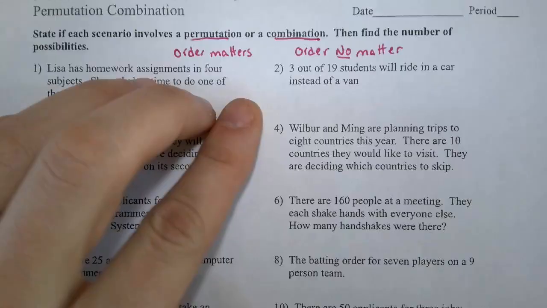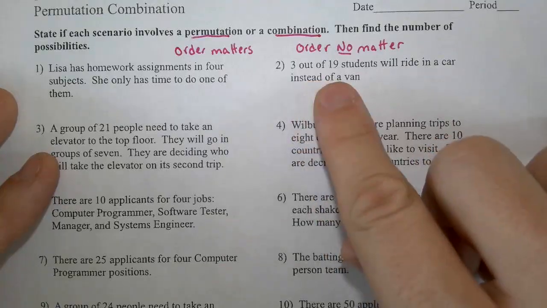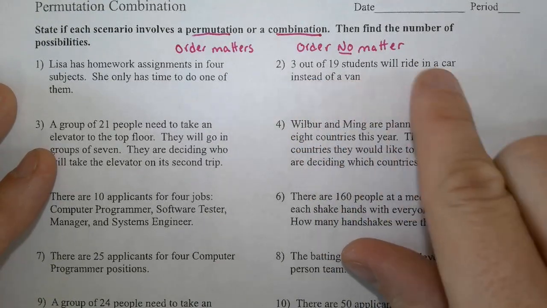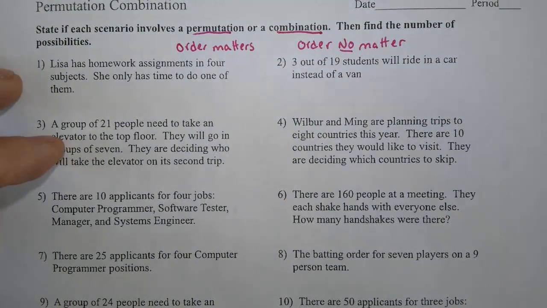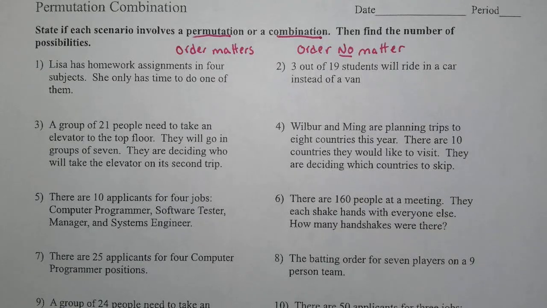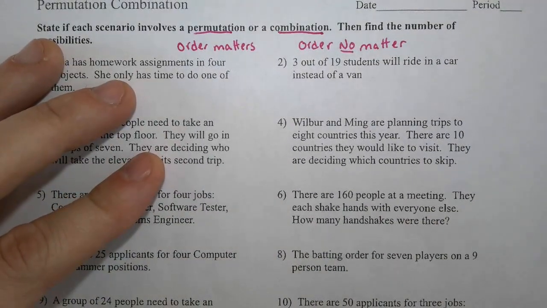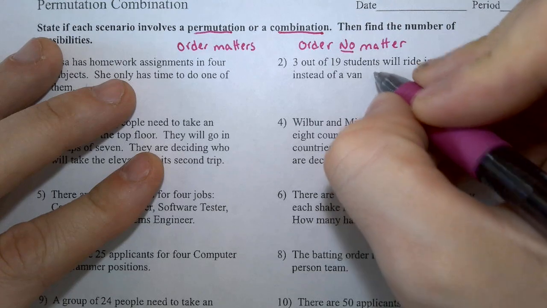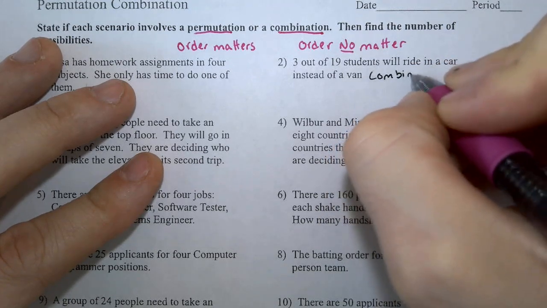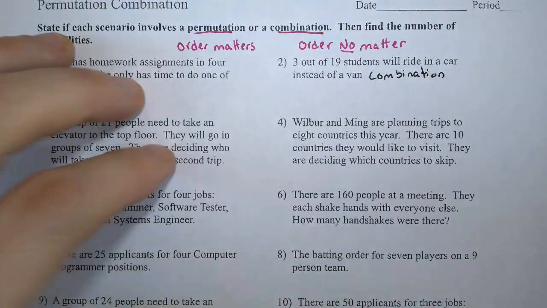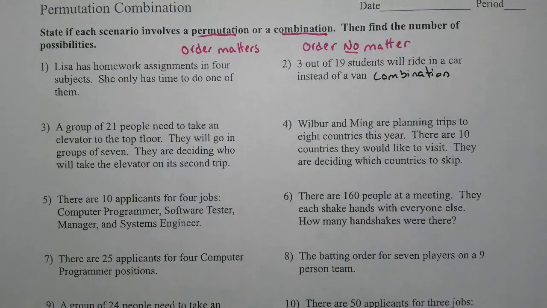I'm going to do the even ones on this particular sheet. 3 out of 19 students will ride in a car instead of a van. Doesn't matter what order they got in. No, they're all getting in the van, okay? Oh, excuse me, they're all getting in the car. So 3 people are getting in the car. This is a combination. It does not matter what order they get in. They're all getting a seat, okay?